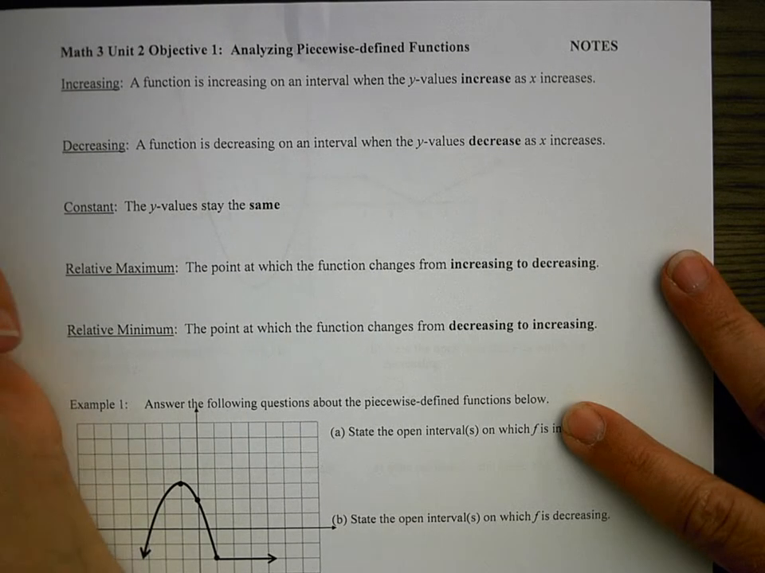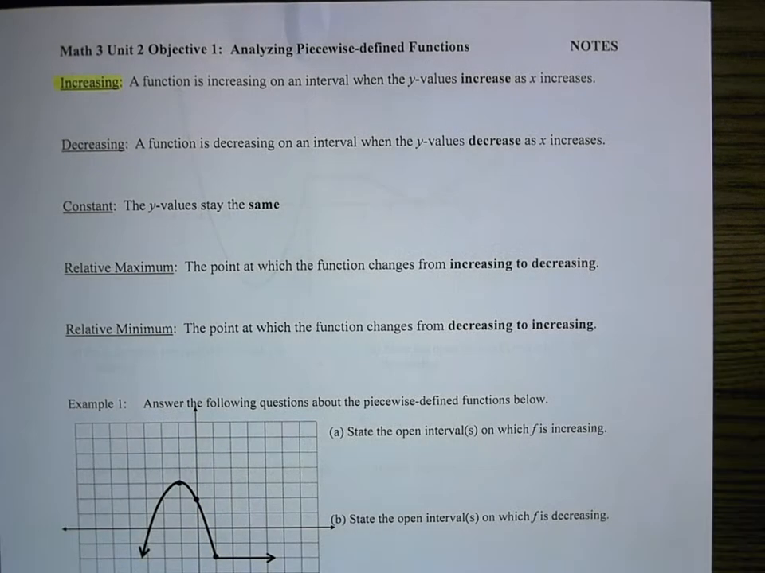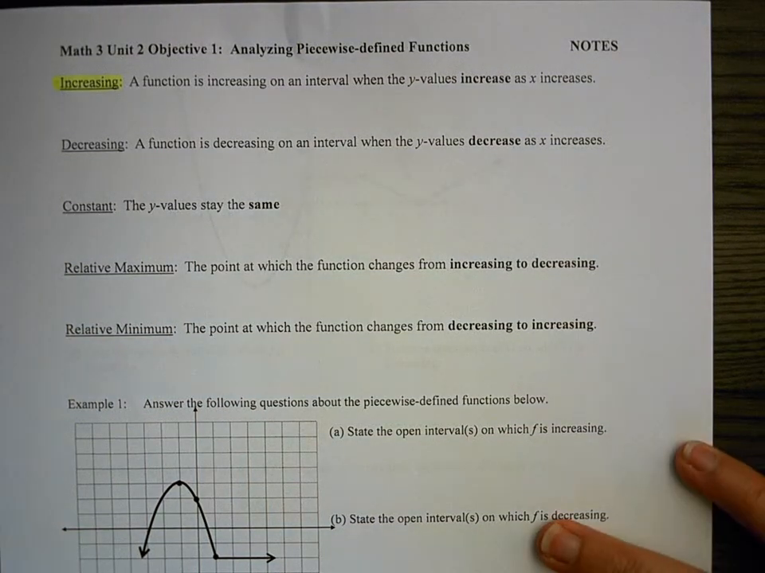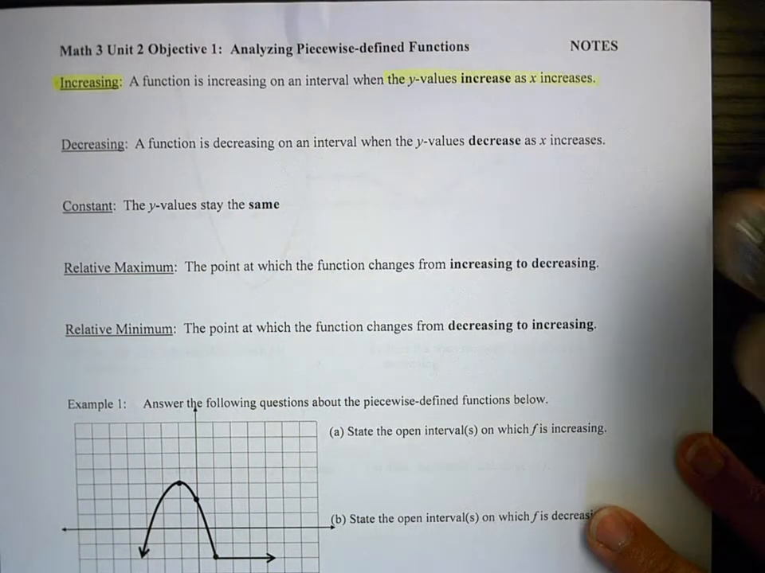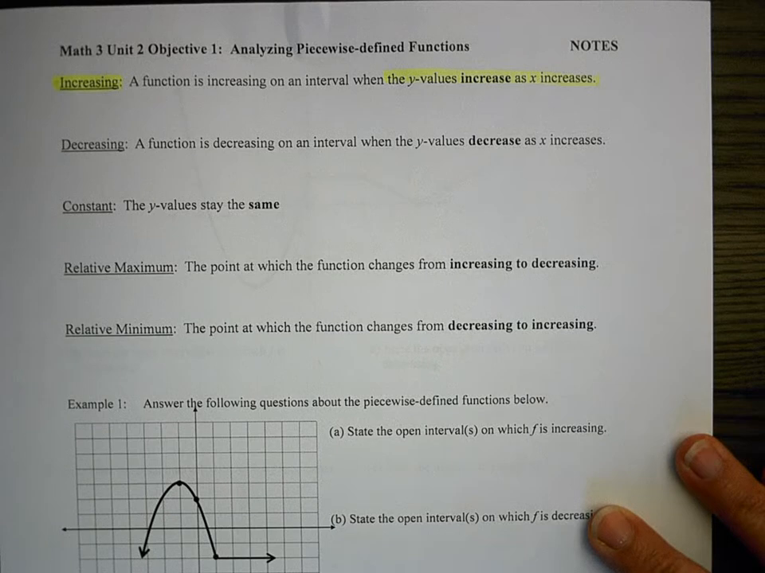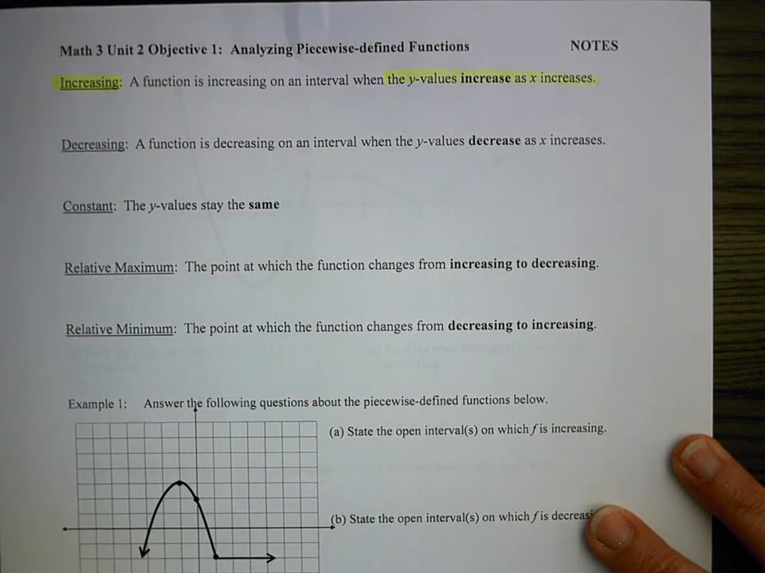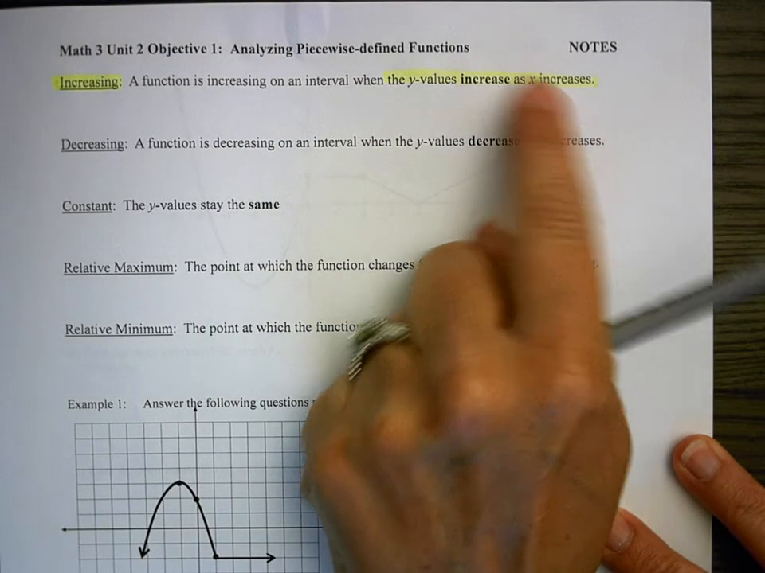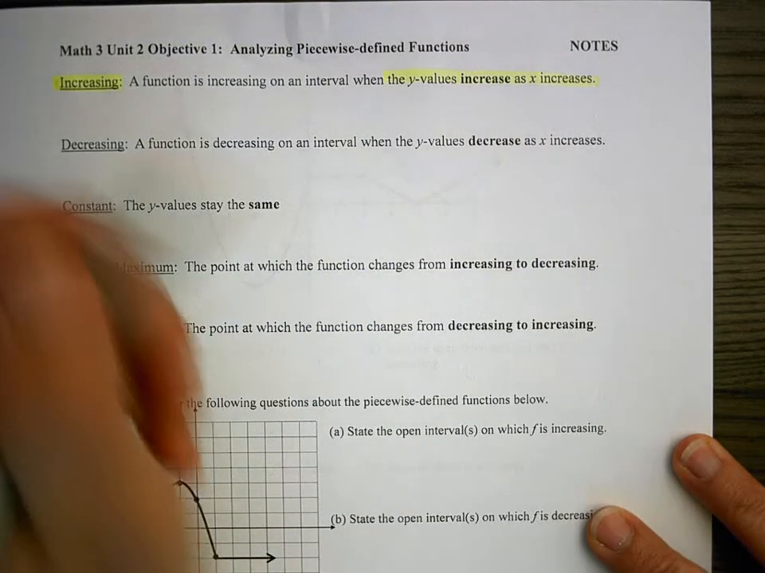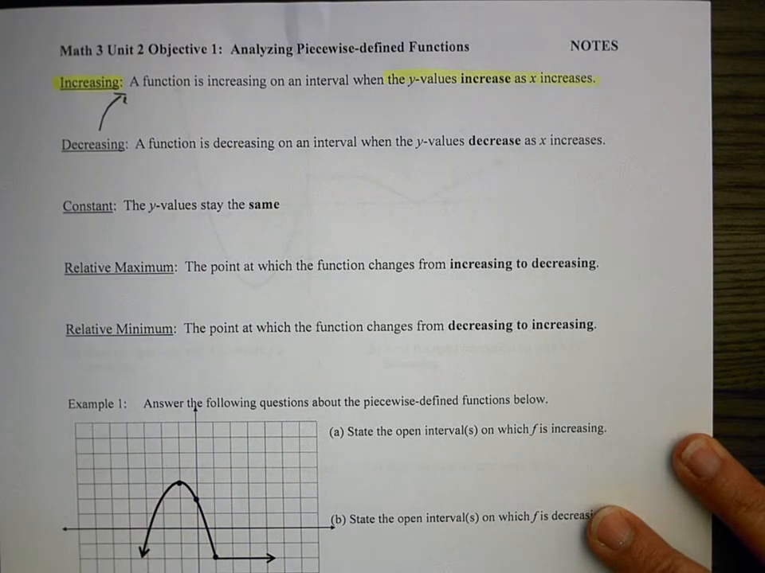The first one is, what does it mean for a function to be increasing? A function is increasing when the y values increase as x increases. This is kind of an intuitive idea. What would that look like? We just look at whether we are going uphill as we move from left to right. The x increasing means we're going from left to right, and the y values increasing means we're going uphill. So if we have a function that looks like that, that would be an increasing function.